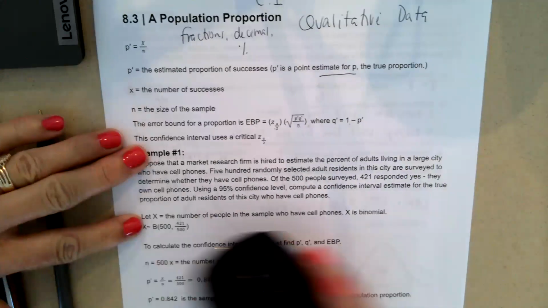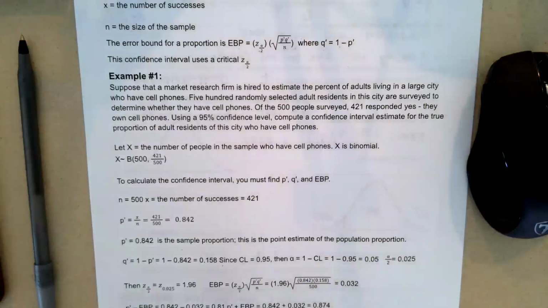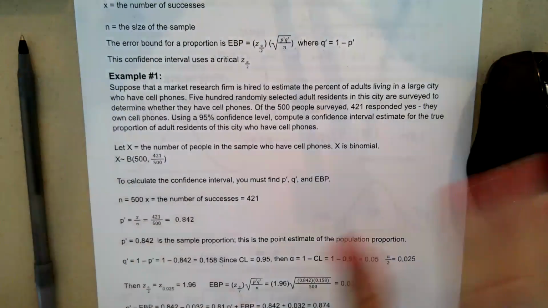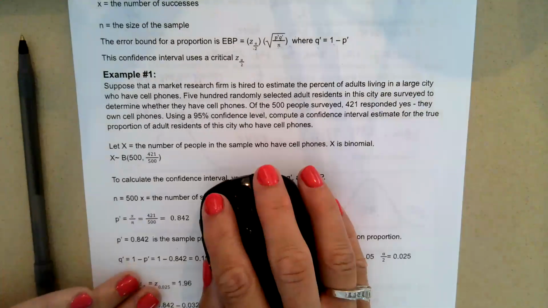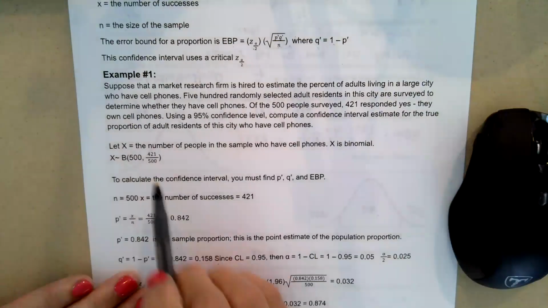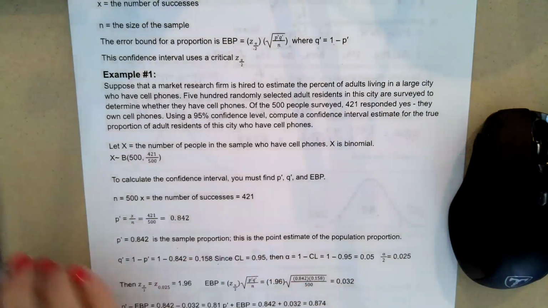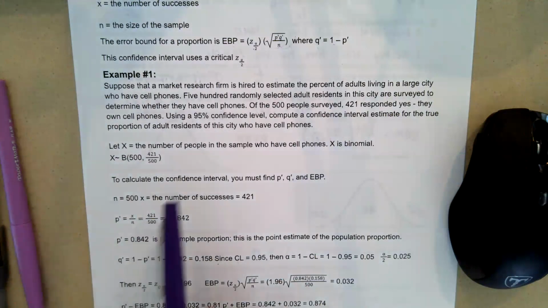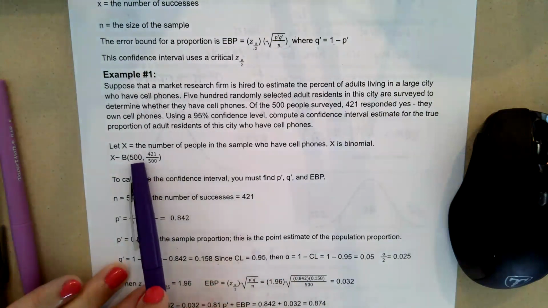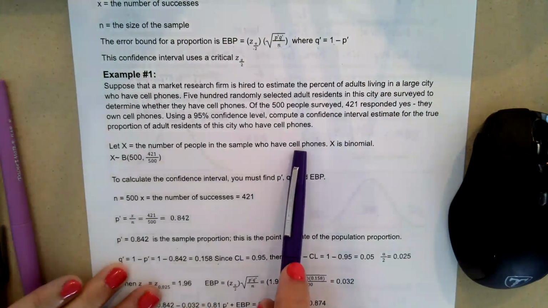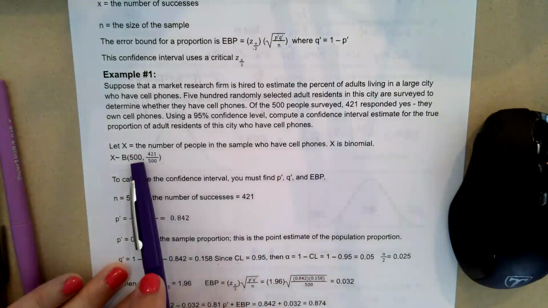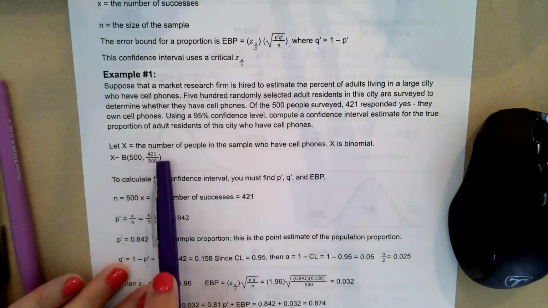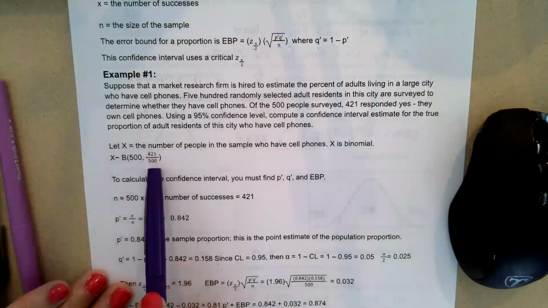So let's just jump into an example. You can follow it through. Also remember that everything that I do in Desmos can be found in Canvas in the Desmos link. So it says let X equal the number of people in the sample who have cell phones. X is binomial, where it's either you have a cell phone or you don't. It's 500 is N in our sample, and the proportion that had cell phones is 421 out of 500.